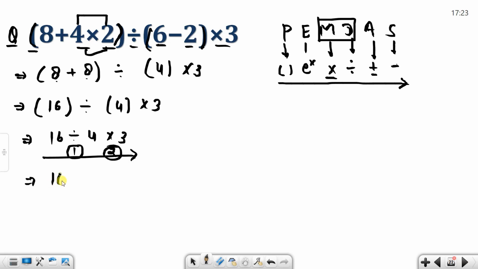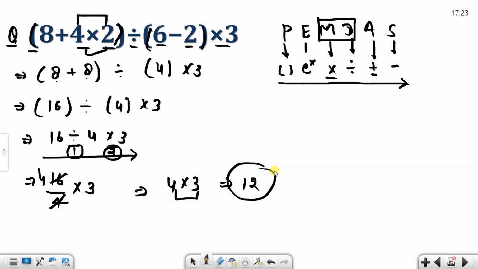Now, 16 divided by 4, then multiplied by 3. 16 divided by 4 is 4. Now, 4 times 3 equals 12. This is the right answer.